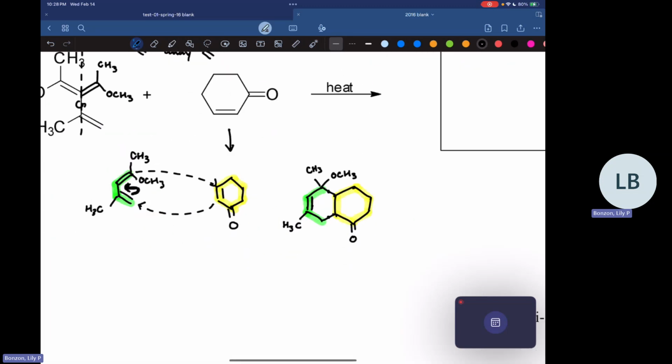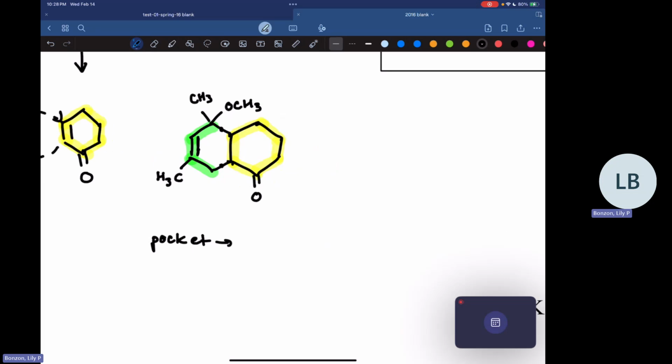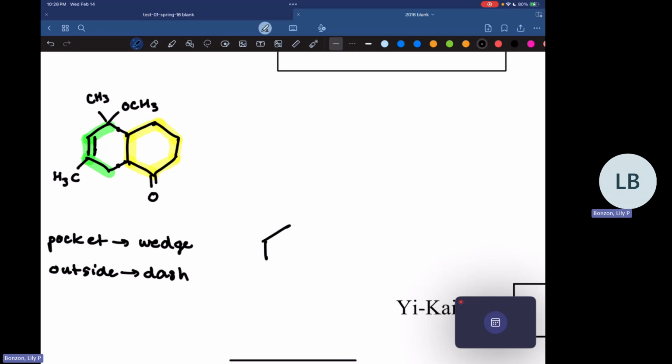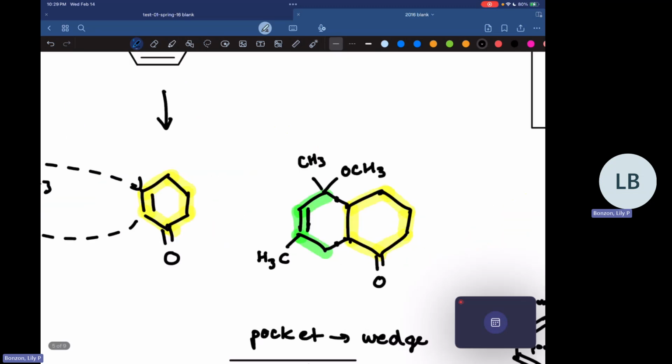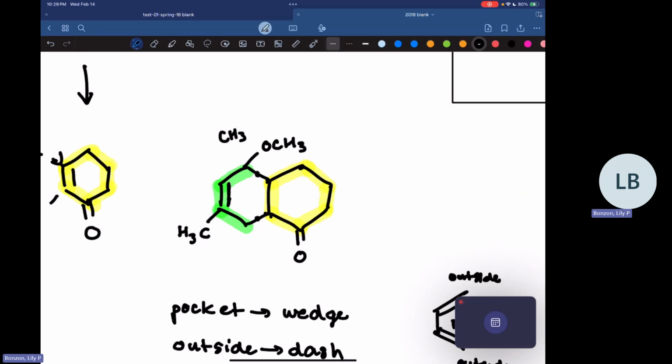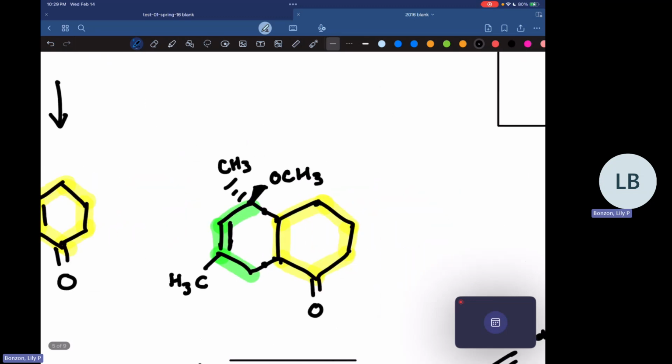The next thing is going to be stereochemistry, and so that's going to be our wedges and dashes. So when we're looking at the diene stereochemistry in the product, the groups in the pocket are going to be on a wedge, and the groups on the outside of the pocket are going to be on a dash. What I mean by pocket is the inside of the structure, and the outside would be facing or pointing up and down. So when we look at the diene over here, this CH3 group is going to be on the outside, and so that's going to be put on a dash. And then the OCH3 was in that pocket, so that one's going to be on a wedge.